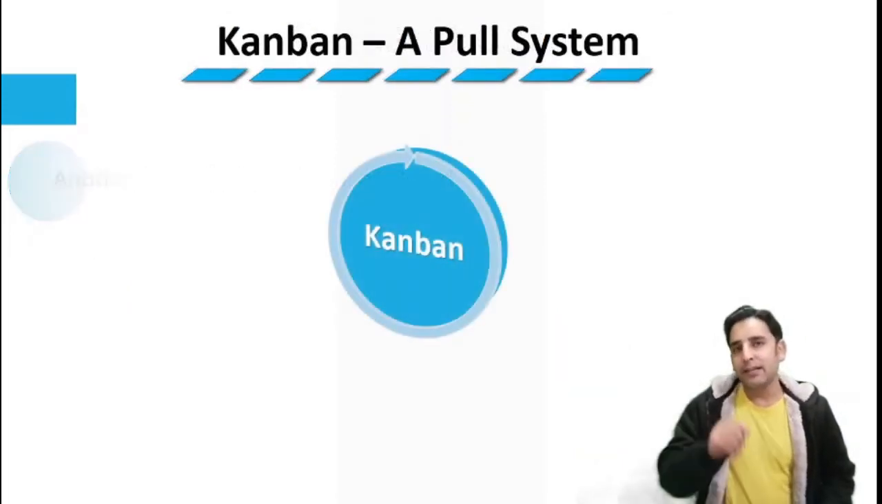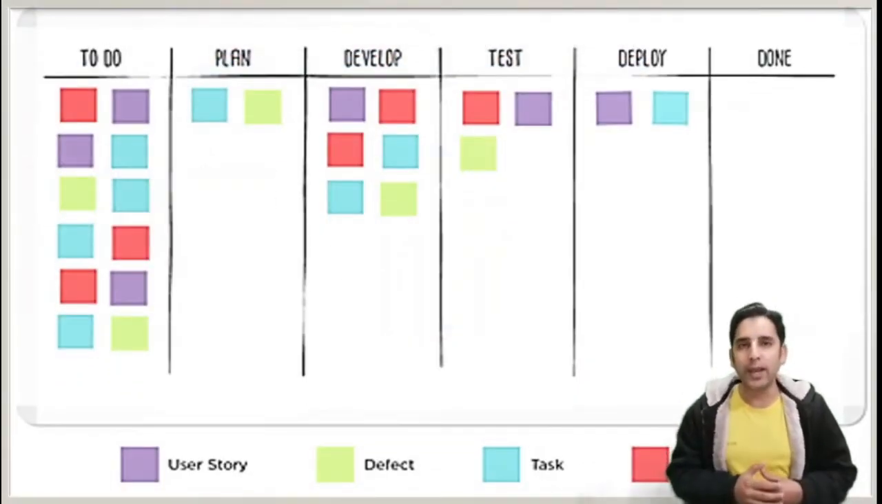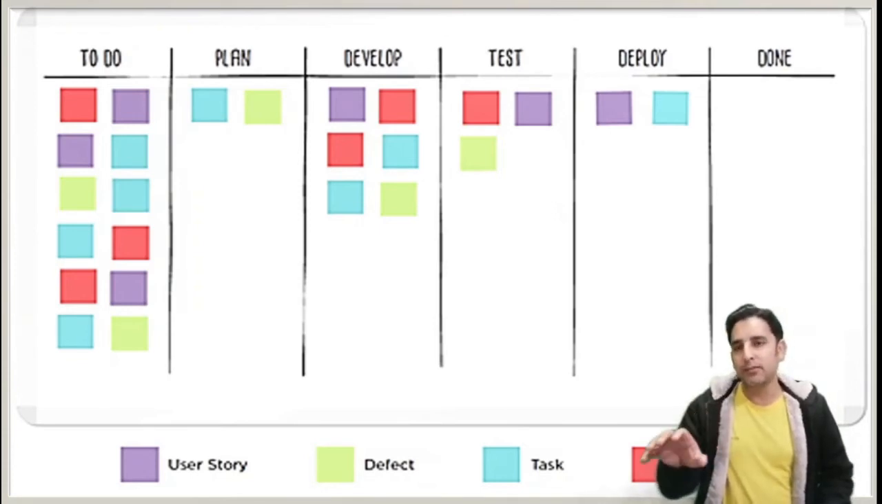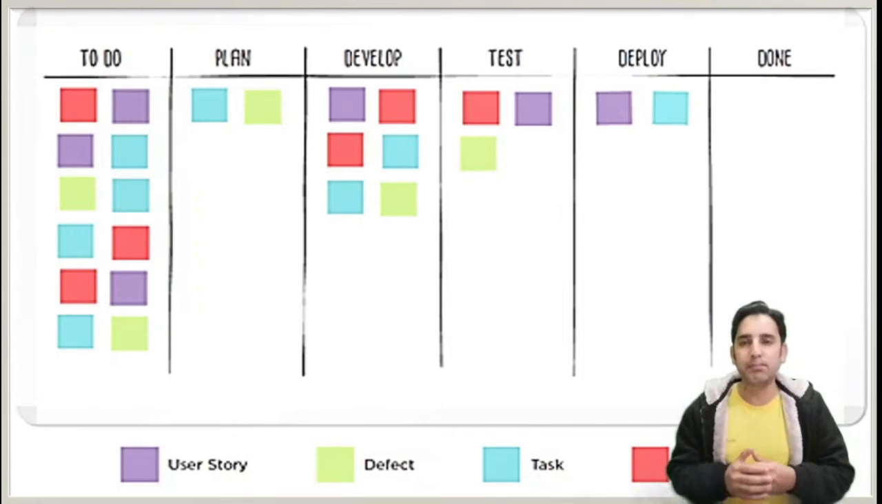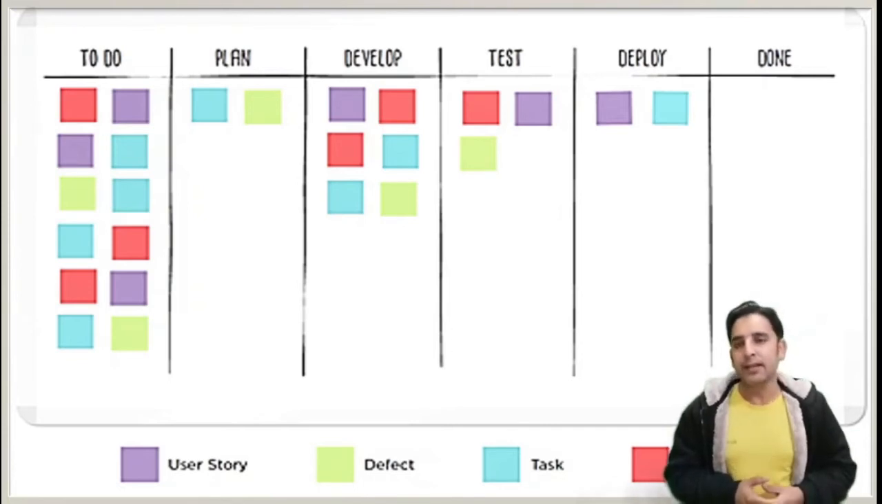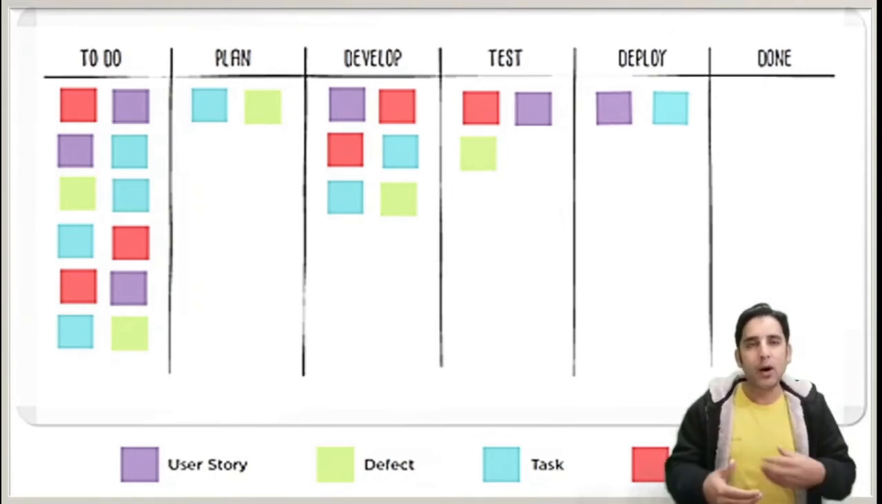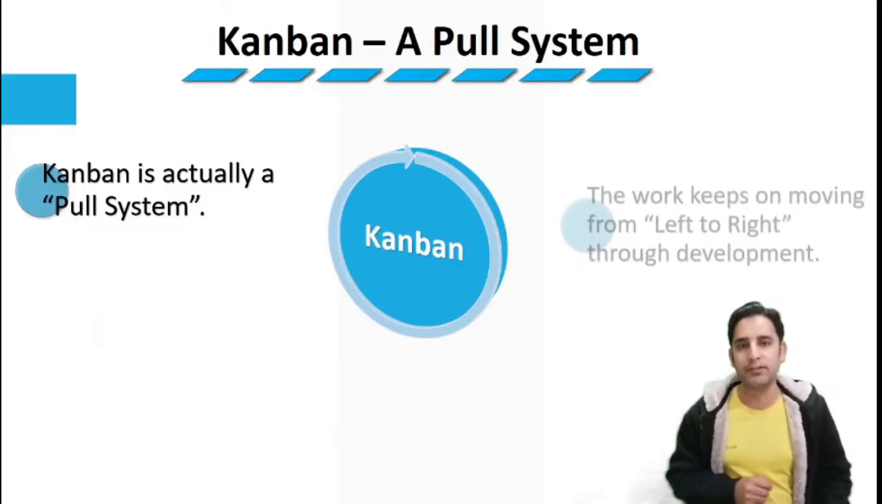Technically, Kanban is actually a pull system. If you look at this picture, the way Kanban works is that once the Kanban team picks a work item to work upon, they choose the item from the to-do list, and the item is pulled from one phase to another phase. So the item goes from to-do list to plan, and from plan it is pulled to develop, and from develop to test, and from test to deploy, and from deploy to done. And this is how Kanban works, because technically it's a pull system.